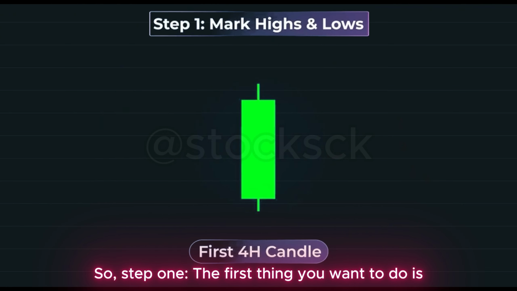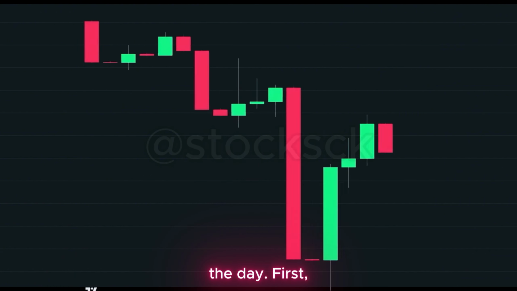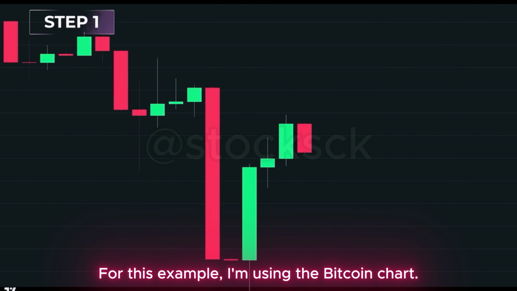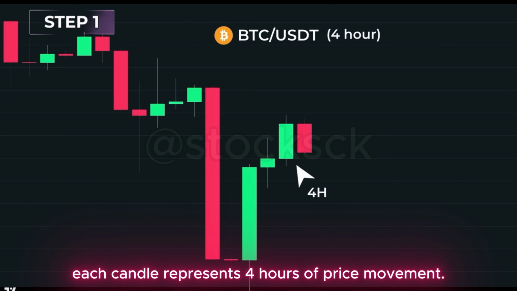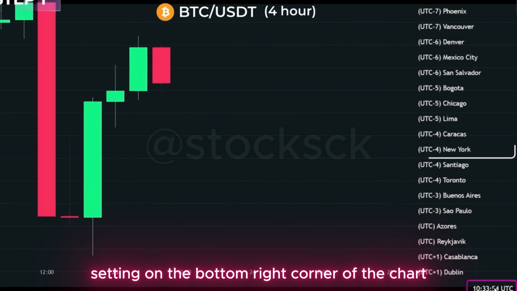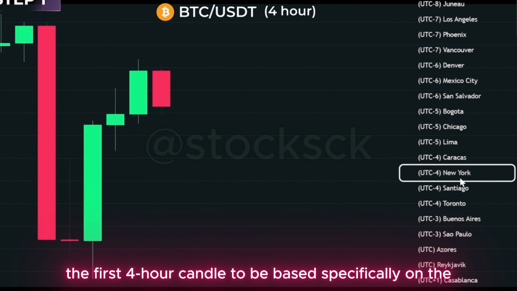The first thing you want to do is mark the high and low of the first 4-hour candle that forms during the day. First, choose any chart depending on the asset you're trading. For this example, I'm using the Bitcoin chart. Then, make sure the time frame is set to 4 hours, which means each candle represents 4 hours of price movement. Next, go to the time zone setting on the bottom right corner of the chart and select New York time.